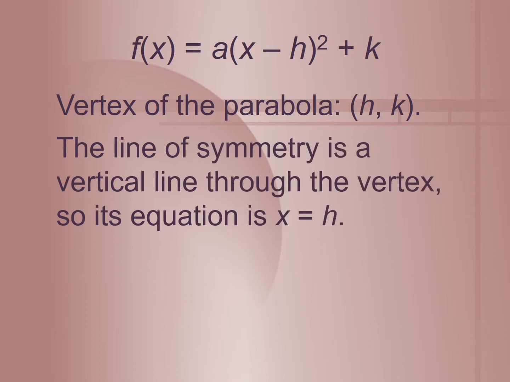And then also we have a line of symmetry, and the line of symmetry is going to be that vertical line through the vertex that the parabola is being reflected across, right? So the line of symmetry is always going to be a vertical line, which means it's going to be x equals something, and it's actually going to be x equals h. It's always going to be your x coordinate. So your line of symmetry, which is a vertical line, is going to be x equals h.